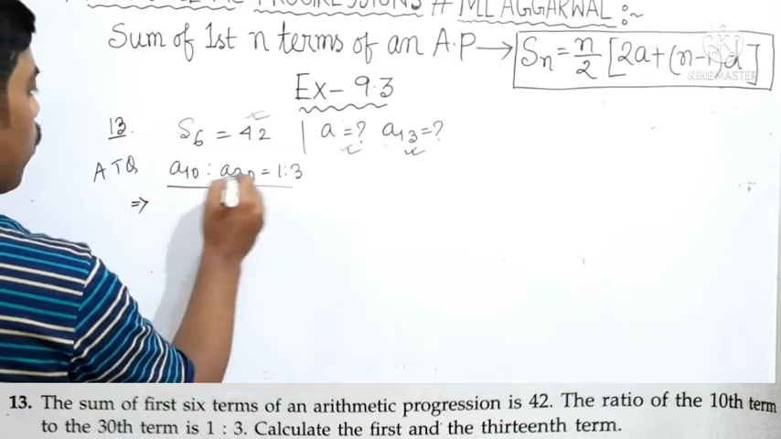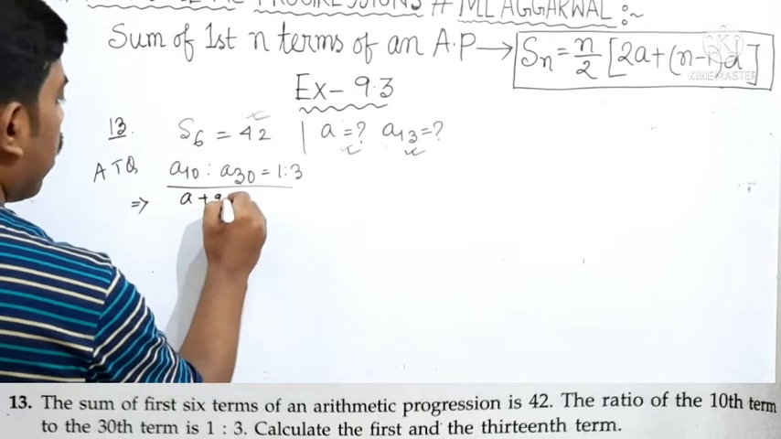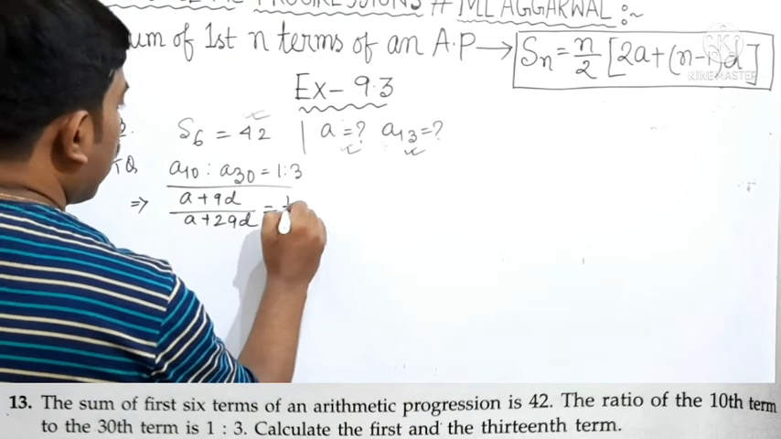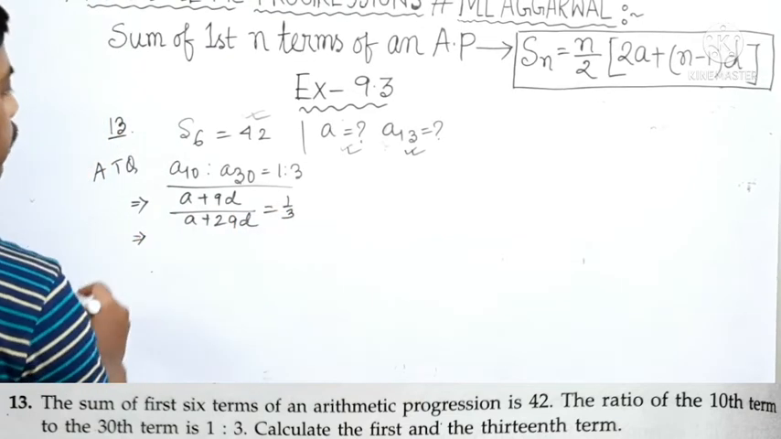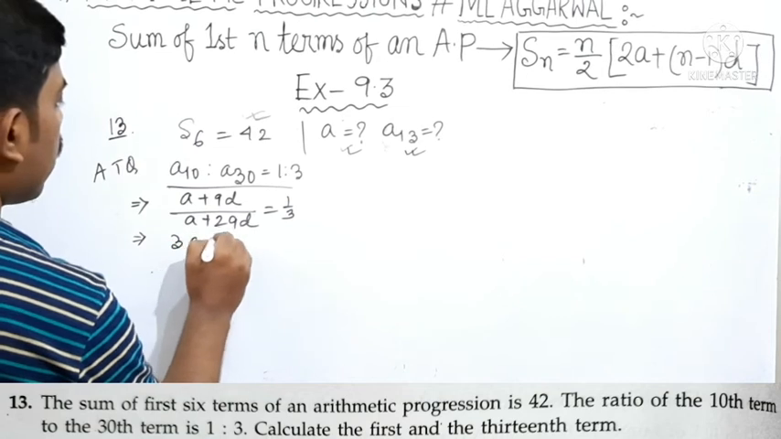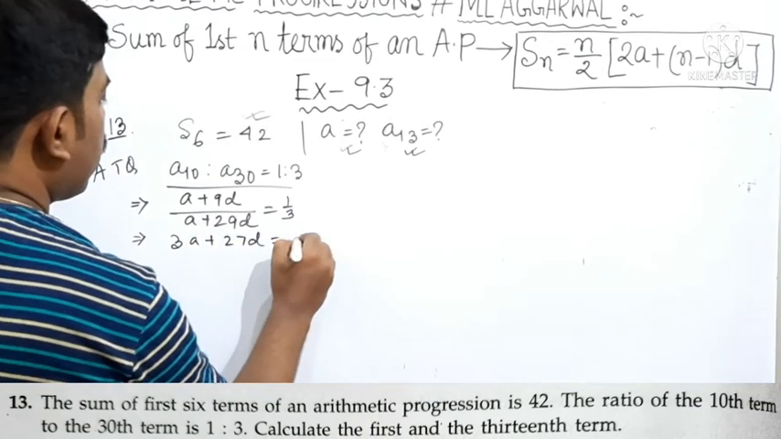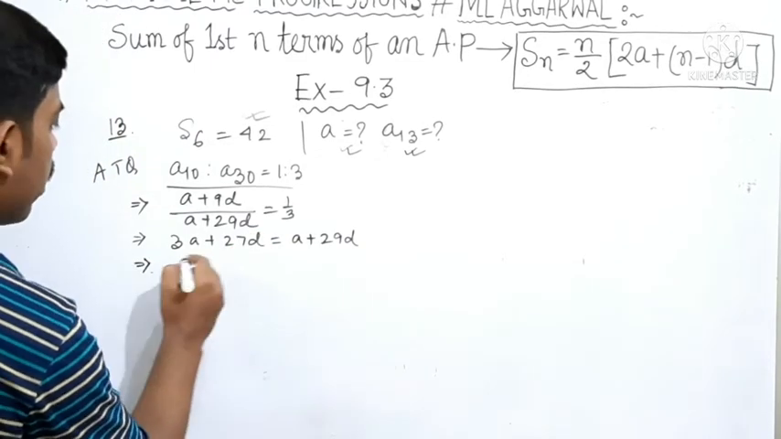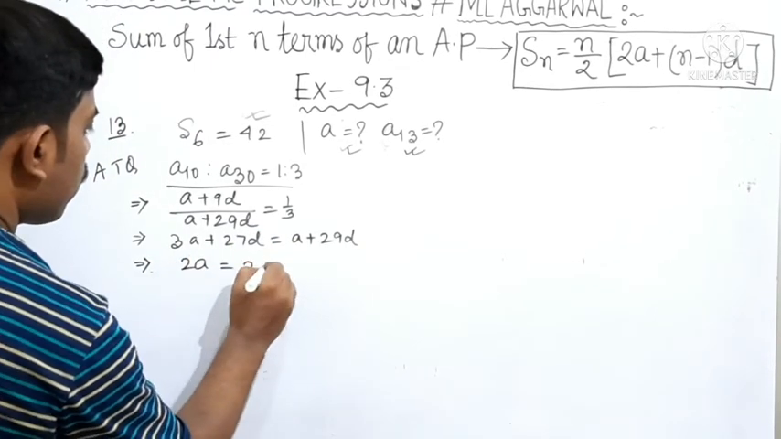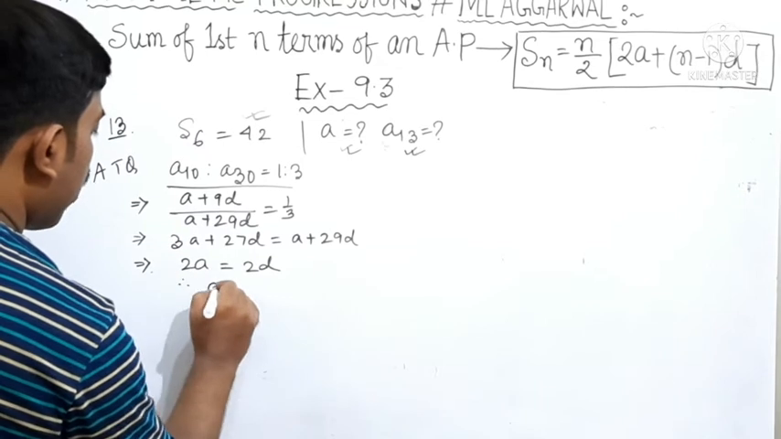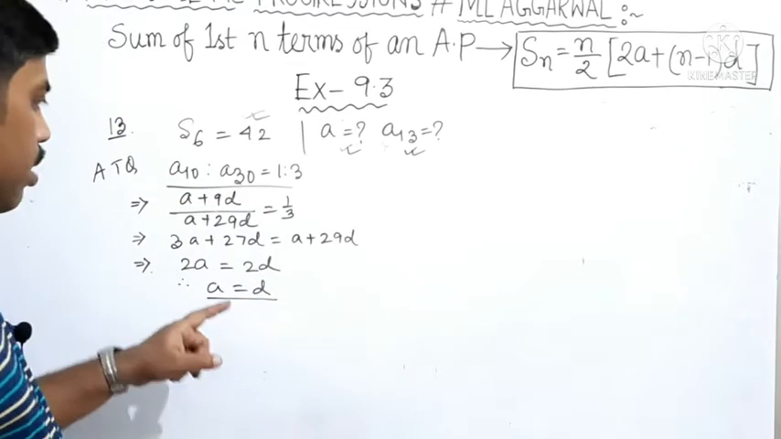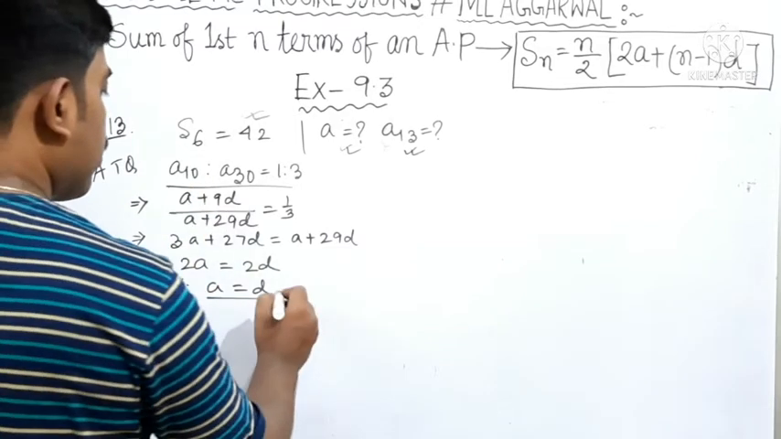So from that portion we can write a plus 9d divided by a plus 29d is equal to 1/3, or it can be written as 3a plus 27d is equal to a plus 29d, or it can be written as 2a is equal to 2d, or a equal to d. Okay, from this condition we get a is equal to d.